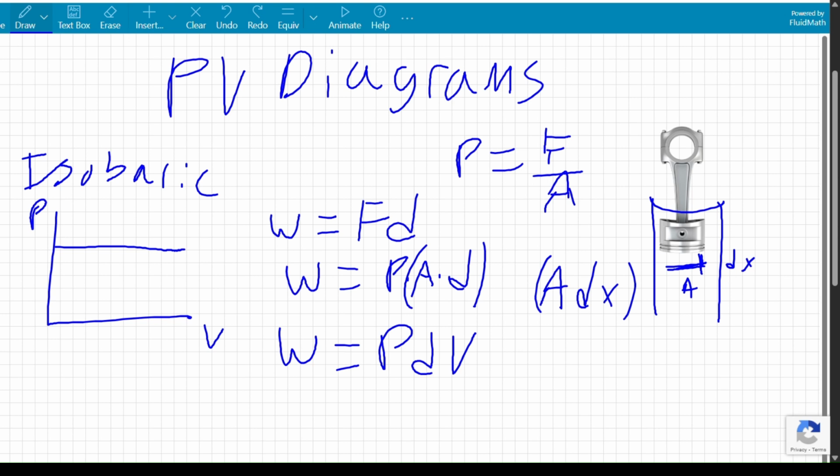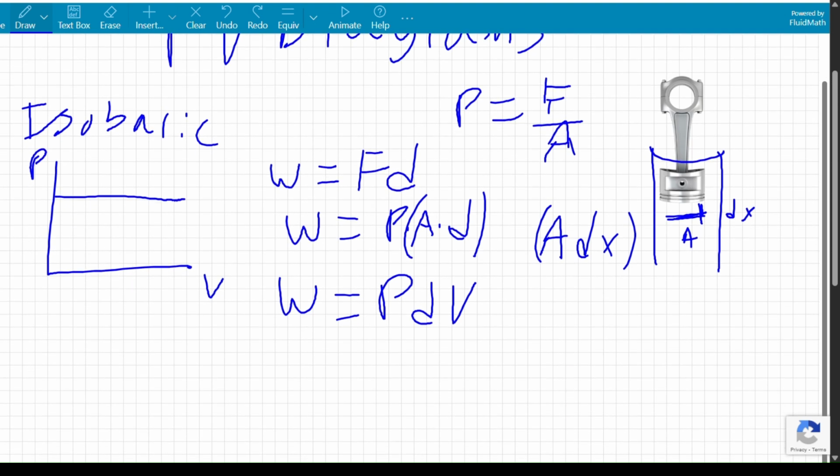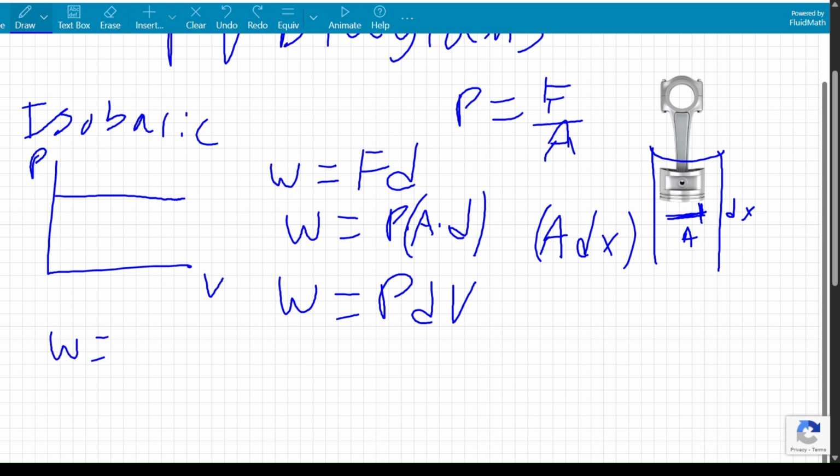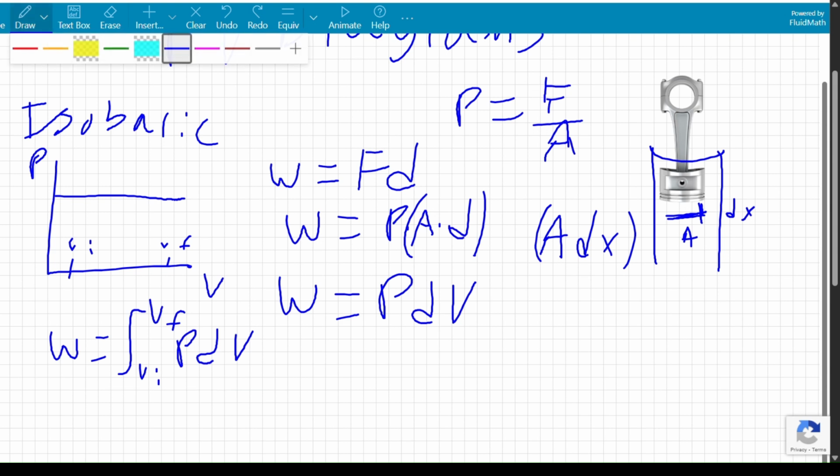And so if we want to find out what work actually is, we would say the work is equal to the integral with upper limit of volume final, let's define this as VF, and lower limit volume initial, let's define this as VI, of the pressure times dV, right? So this is the general form for work.